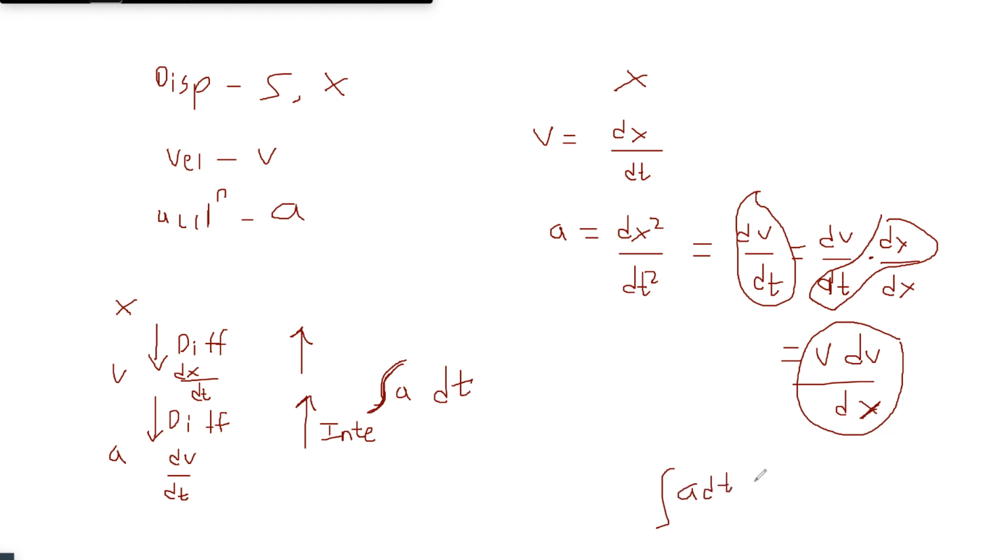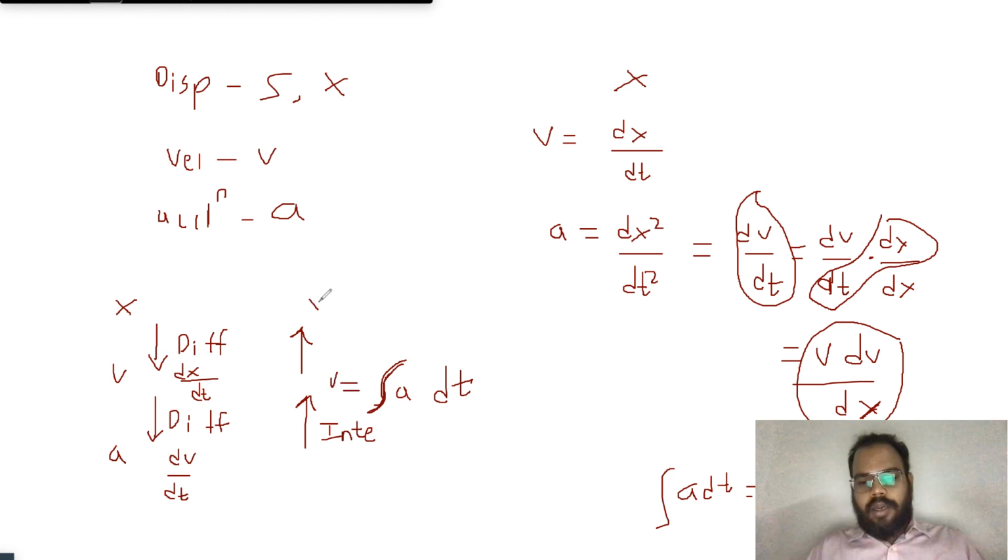Now what can I write acceleration as? I can write acceleration as dv by dt. So it will become integral dv by dt multiplied by dt. My dt term will cancel out. It will be dv. So integral dv is v. Therefore, I can write v as integral a dt. So if information of acceleration is given, you can use this to get the value of velocity.